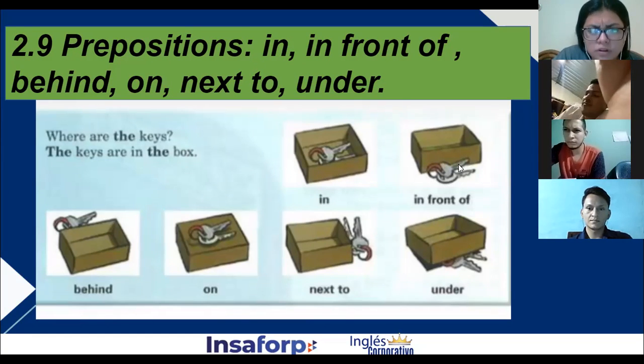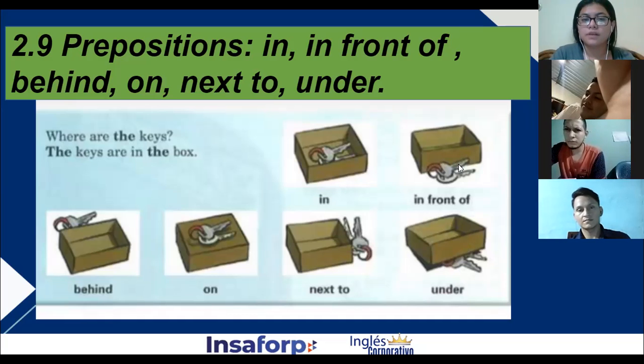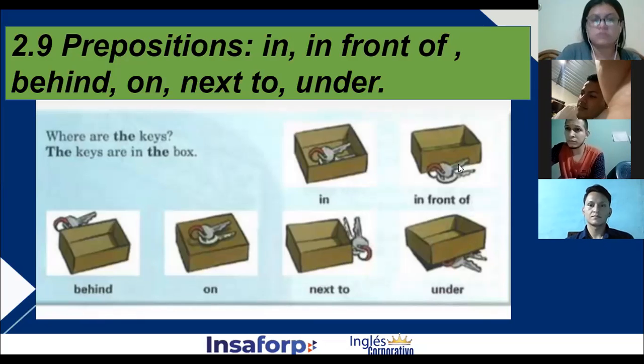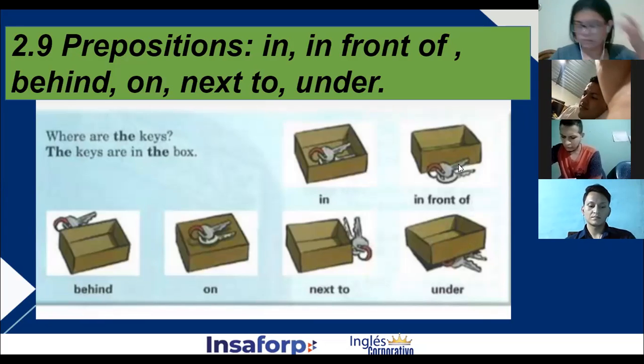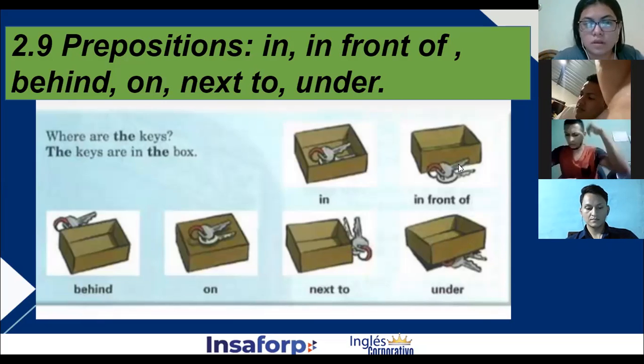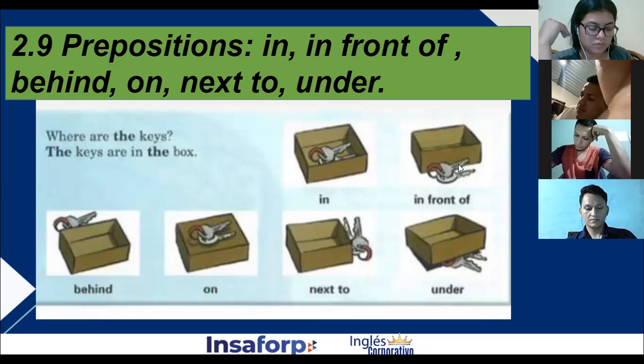In front of. Correct. In front of es enfrente de. Por ejemplo, I live in front of a school. Yo vivo enfrente de una escuela. I live in front of a school. Okay. Luego tenemos la número tres.